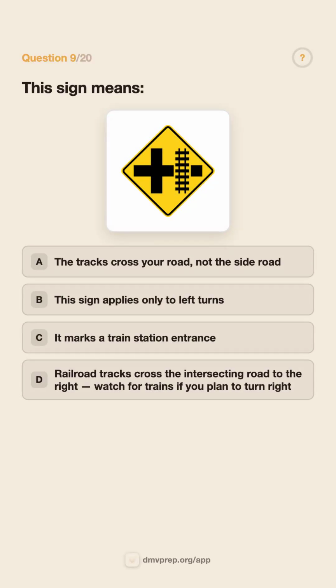Question 9. This sign means: A. The tracks cross your road, not the side road. B. This sign applies only to left turns. C. It marks a train station entrance. D. Railroad tracks cross the intersecting road to the right. Watch for trains if you plan to turn right.